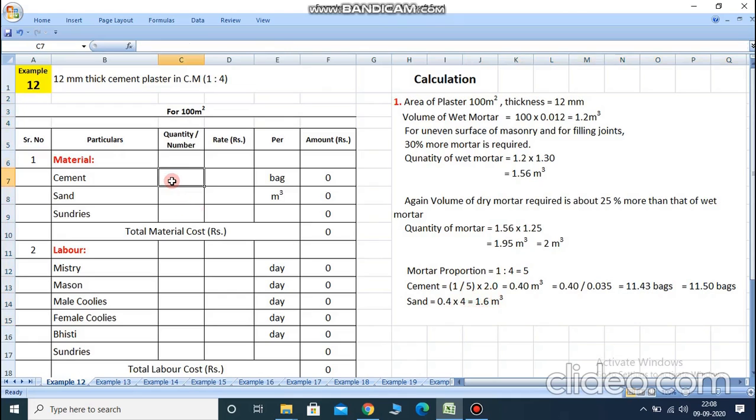Now here we put the cement required quantity, which is 11.5 bags, and the rate per cement bag as per the textbook we take as 280 rupees per cement bag. Sand total quantity required is 1.6 meter cube, and the rate per meter cube is 800 rupees per meter cube. And as an extra cost we take 50 rupees.